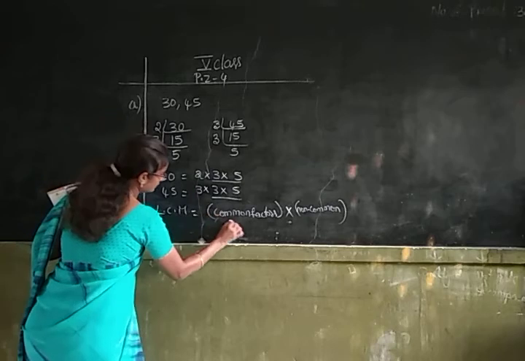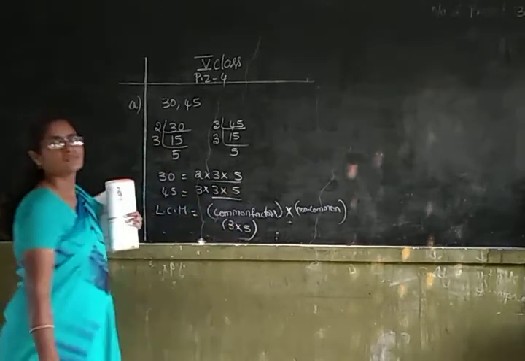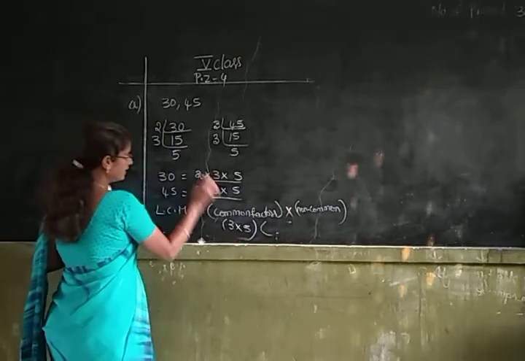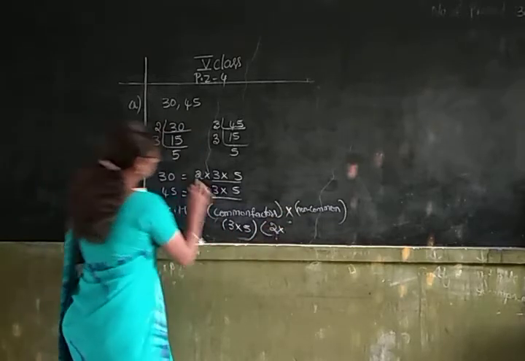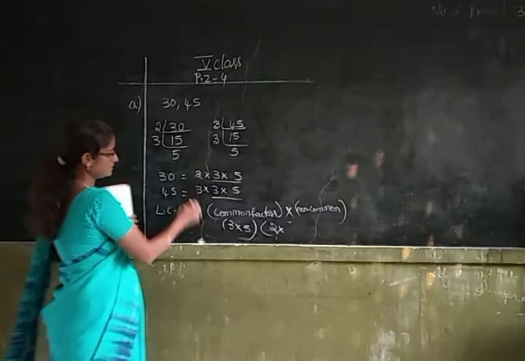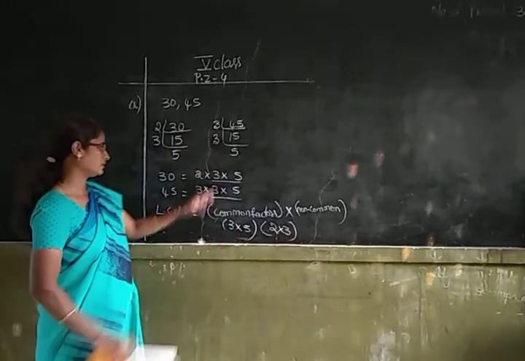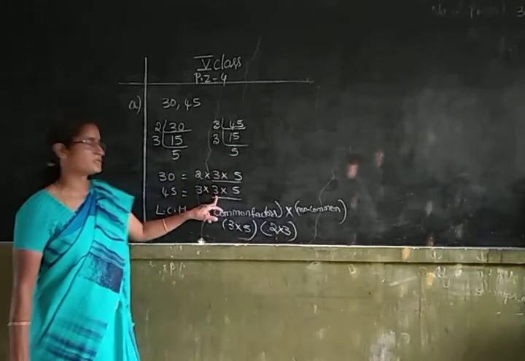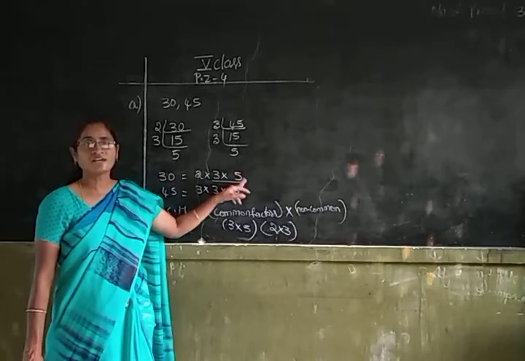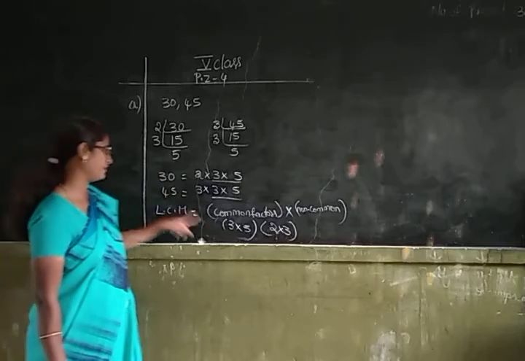Here the common factors are 3 into 5 and the non-common factors are 2 and 3. Here 2 is left over, so 2 is the non-common factor. Here 3 is left over, so 3 is the non-common factor. Okay children? 3 and 5 are common factors because they are in both the numbers 30 and 45.